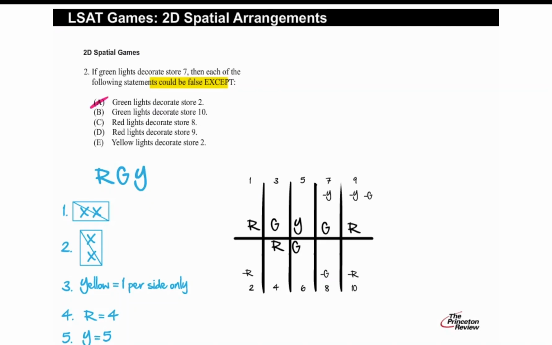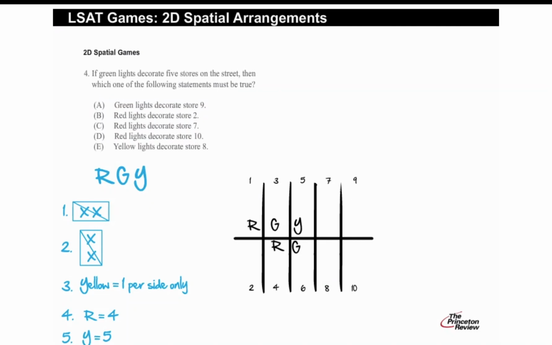Choice B is out since store 10 could be yellow, not green. Choice C is also out since store 8 could be yellow rather than red. But choice D must be true. You deduce that store 9 now has to be red. That gives you choice D as the correct answer.